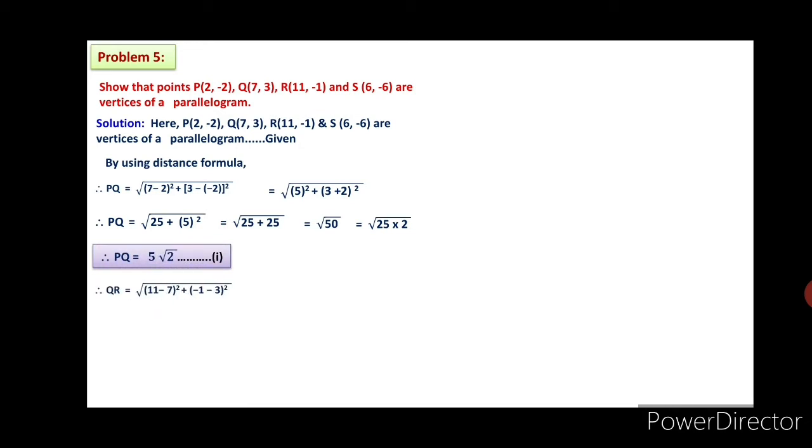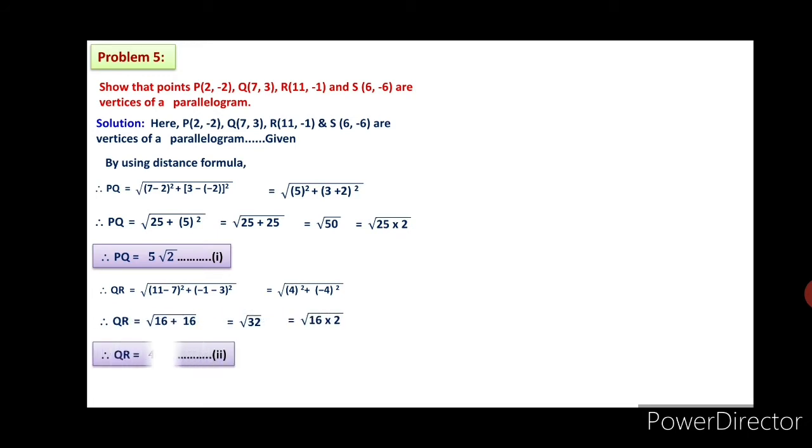This is statement 1. Similarly we can find out the different values, then QR. QR would be the square root of (11 minus 7) squared plus (minus 1 minus 3) squared, that can be written as 4 squared, 11 minus 7 is 4 squared, plus here minus 1 minus 3 is minus 4 squared. Therefore QR is equal to the root of 16 plus 16, that will be root of 32. Root of 32 is nothing but 16 into 2. Therefore this QR is 4 root 2. This is statement number 2. As we have calculated PQ and QR, now let us find out RS.